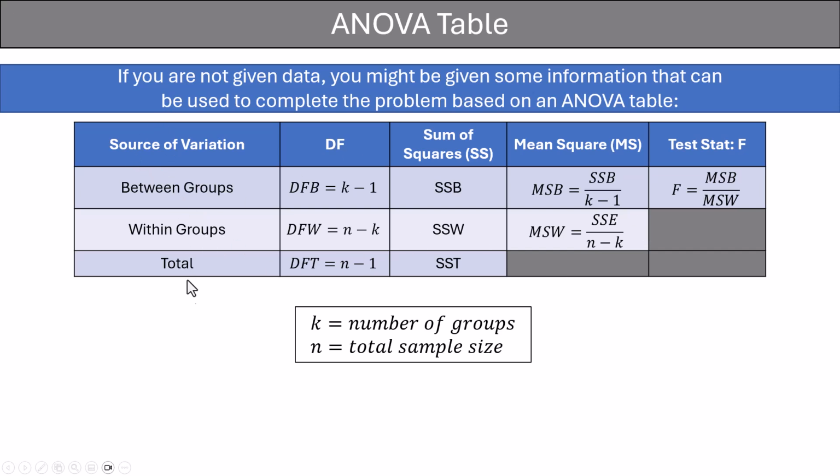So we have these 2 sources of variation. These will be described a little bit more in a future slide, but we have what is called the variation between the groups and the variation within the groups. This is where it gets the name analysis of variance. We have these 2 different sources of variation.